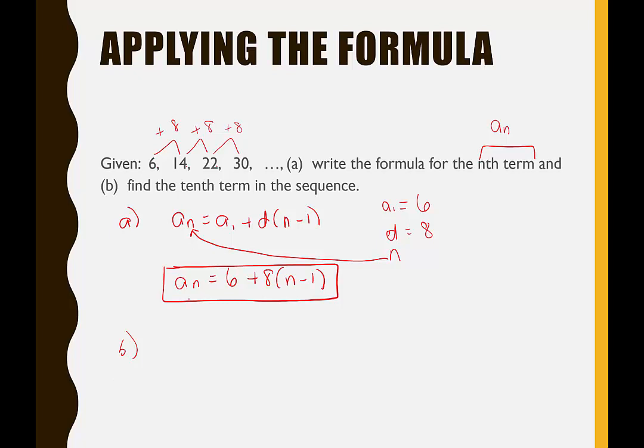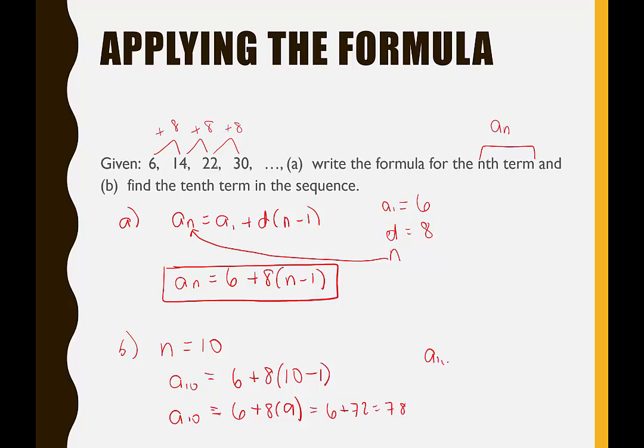All right, so we're going to replace n with 10. So we say a sub 10 is equal to 6 plus 8 times, and again, n is 10, 10 minus 1. Following order of operations, 10 minus 1 is 9. And then order of operations says we're going to multiply first. That would be 72. 6 plus 72 is 78. So we would say that the 10th term, the value of the 10th term, is 78.